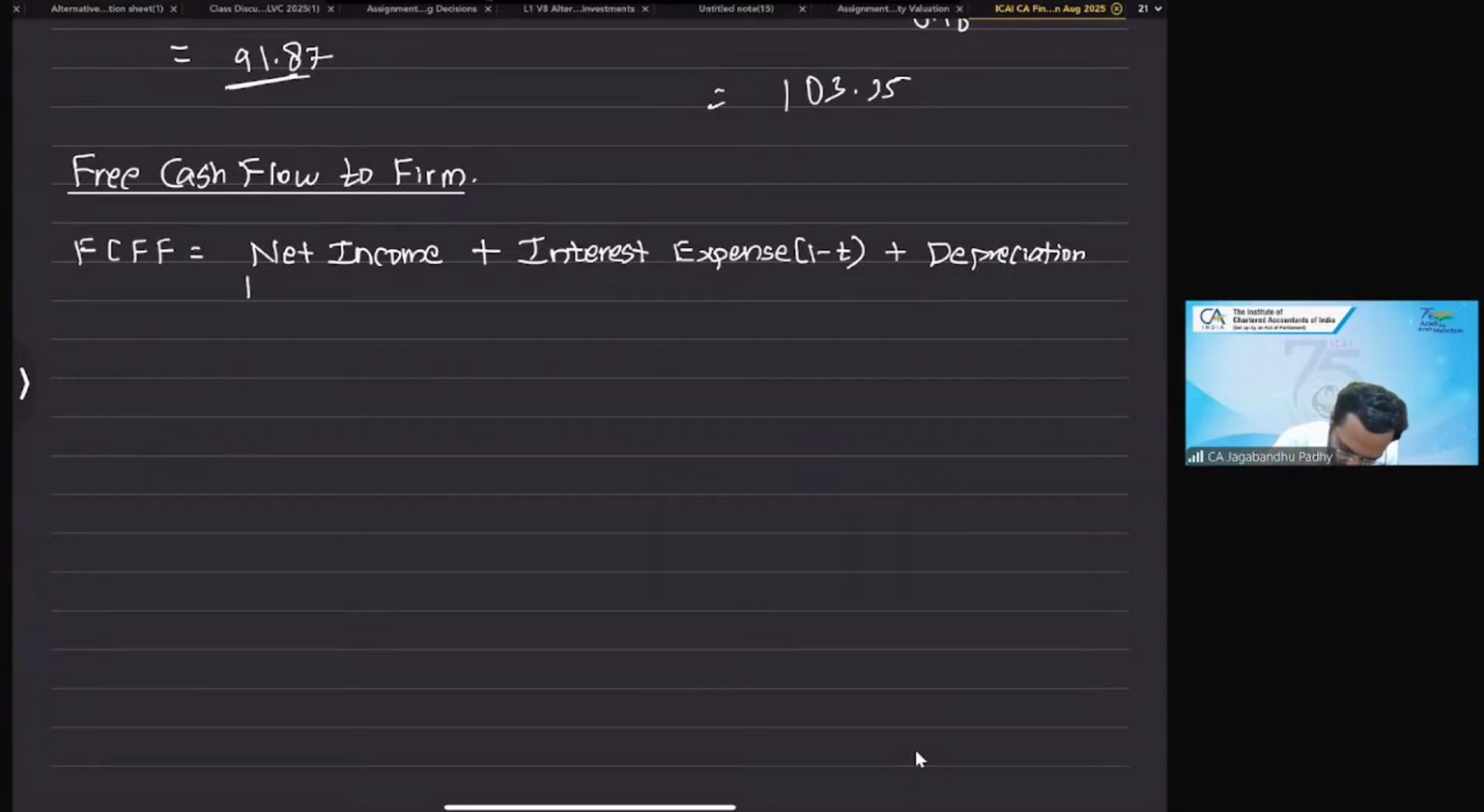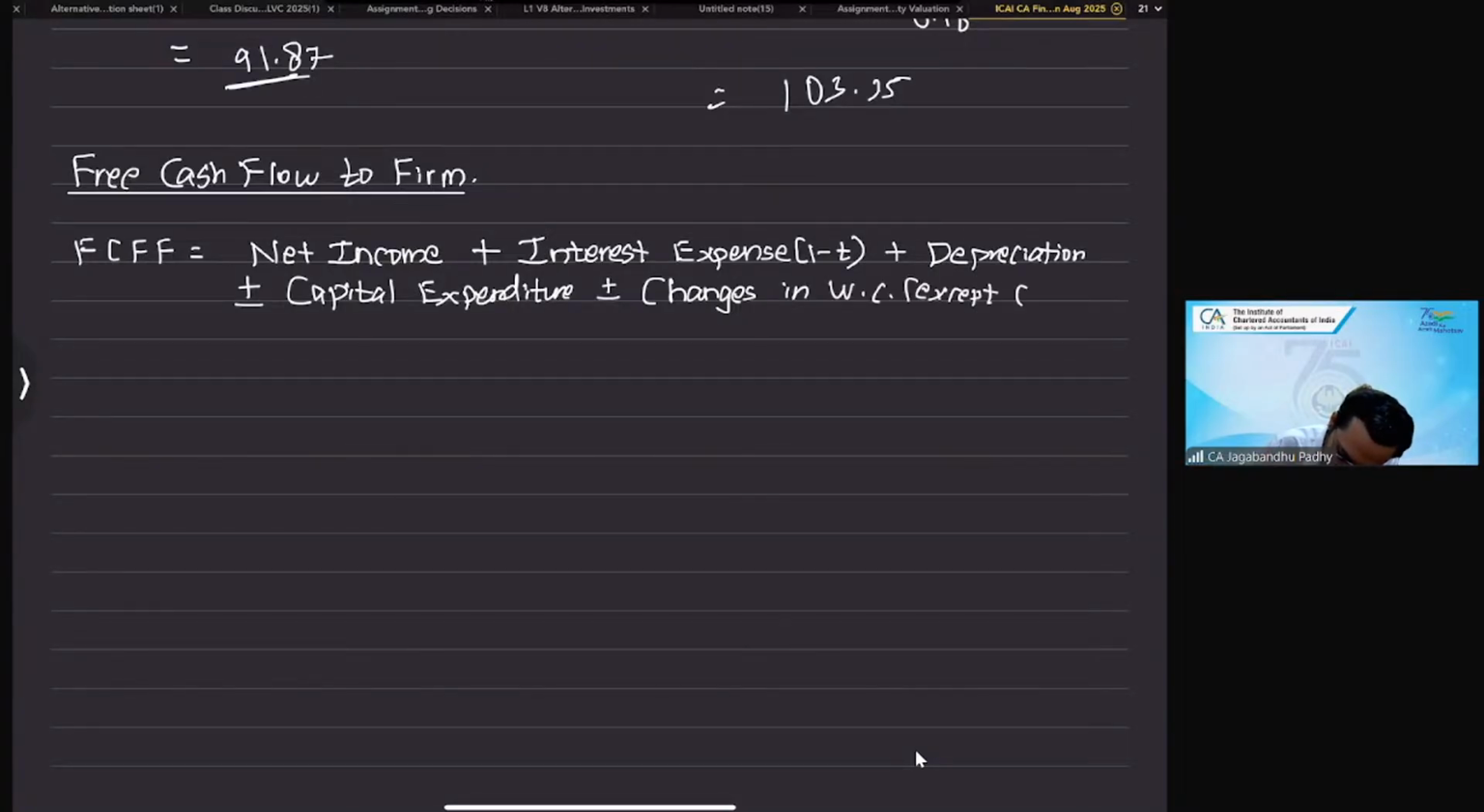So we are going to adjust plus or minus the capital expenditure, being added or subtracted, right? If you're going to buy certain new assets, or sell certain assets, the net capital expenditure which is planned is taken over here. Then we also add and subtract the changes in working capital except cash. Whatever change you're expecting in working capital, that's what you're going to consider, right?